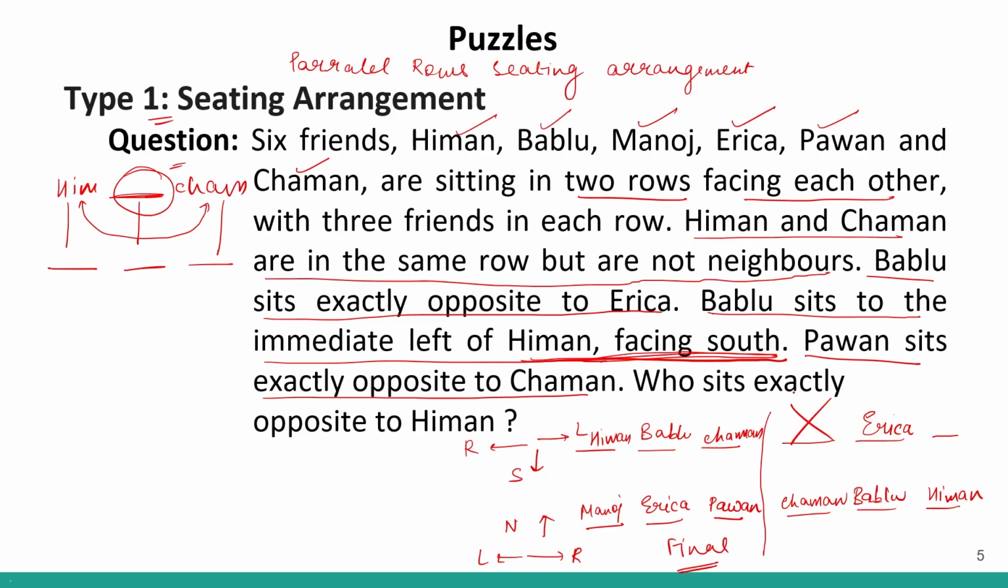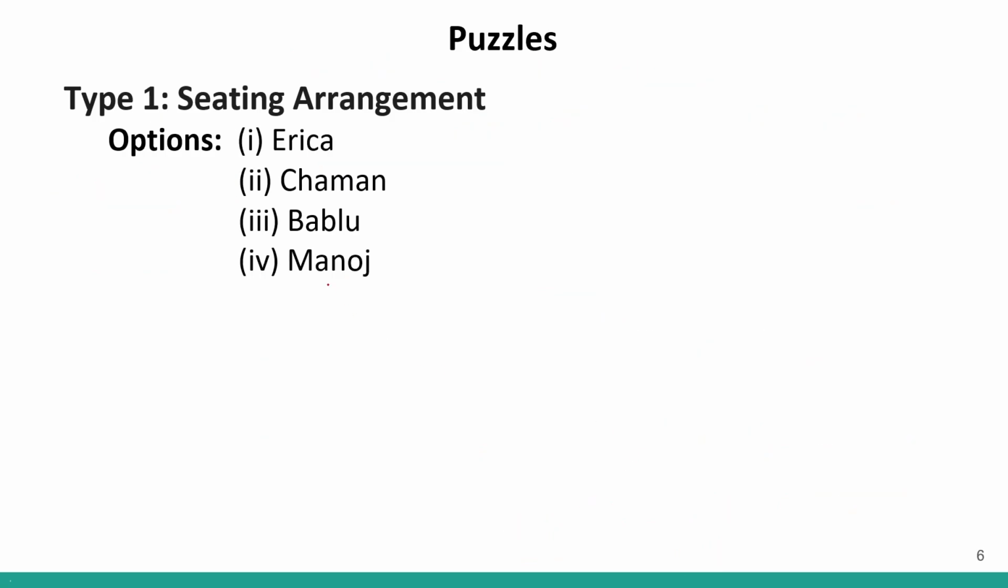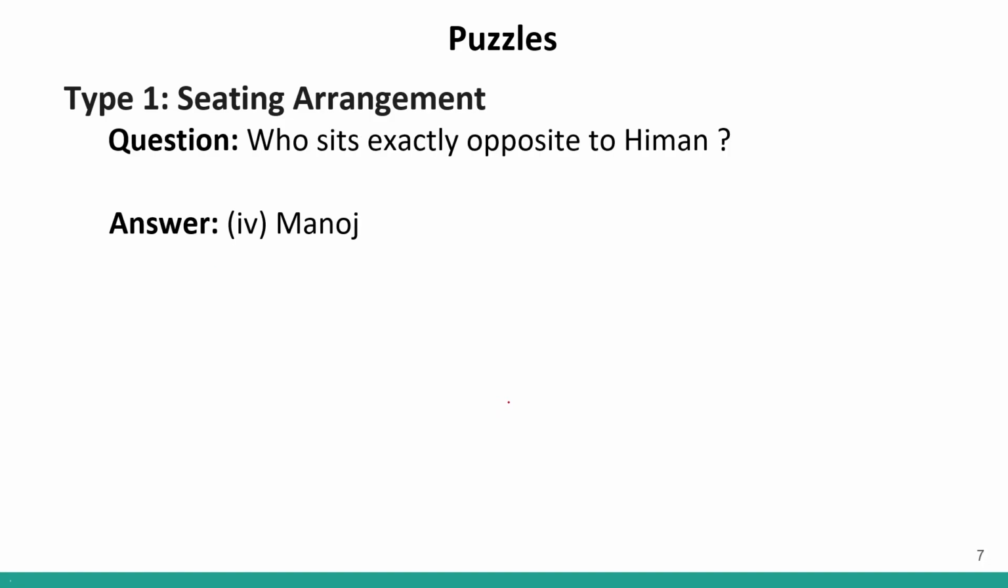We have to answer who sits exactly opposite to Himan. So exactly opposite to Himan is Manoj. So if you look at the options, option number 4 says Manoj. This will be the correct answer to the question. Clear? So this is how you solve questions on seating arrangement.